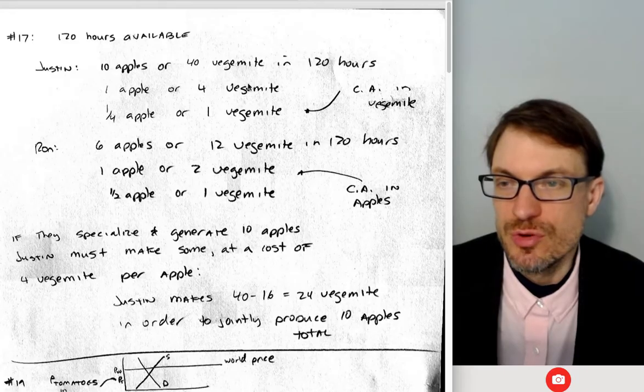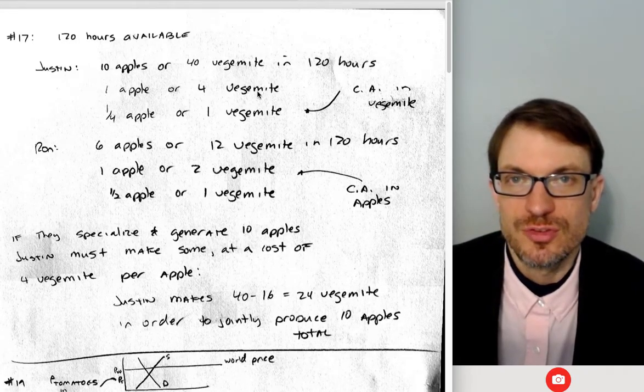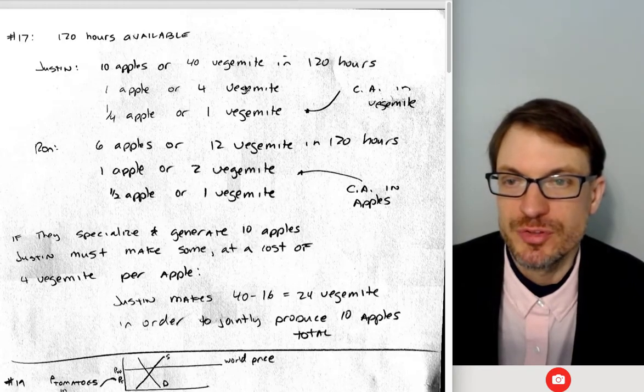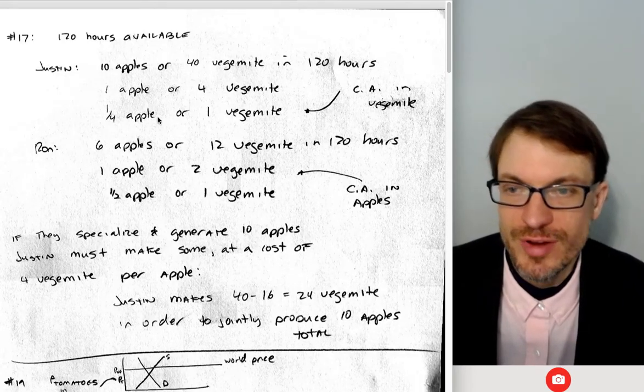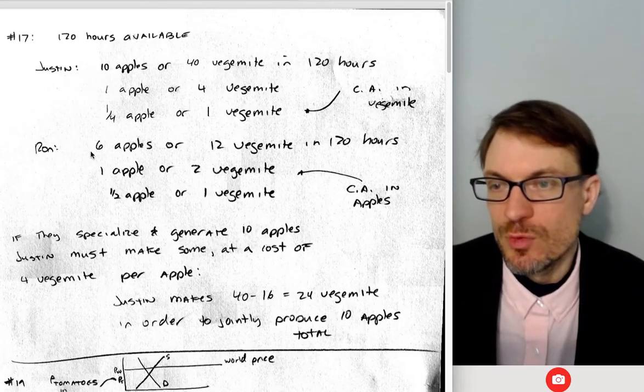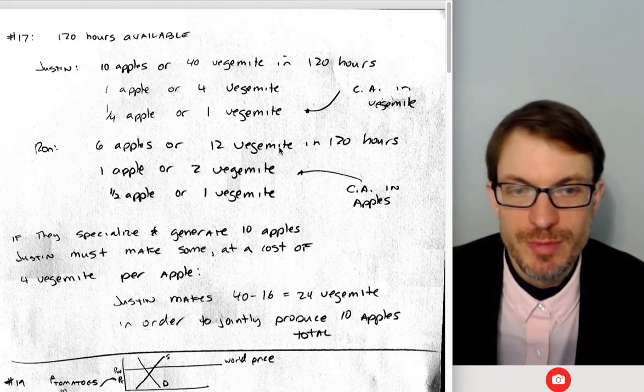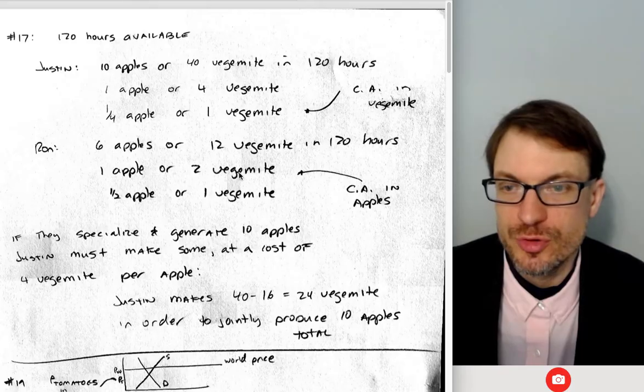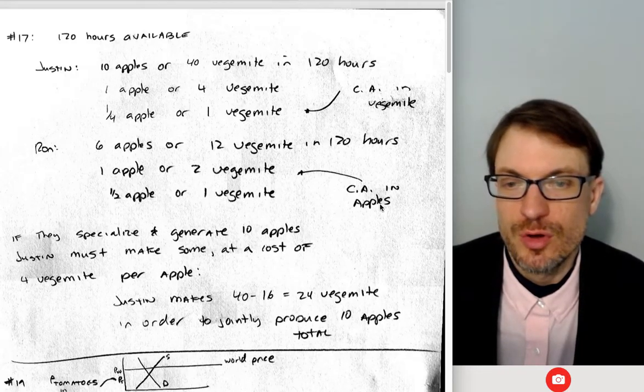I'm going to divide through by 10. Justin can produce 1 apple or 4 Vegemite. That's Justin's opportunity cost of producing apples: 4 Vegemite, or a quarter of an apple per Vegemite. Ron produces 6 apples or 12 Vegemite in 120 hours, so 1 apple or 2 Vegemite, or 1/2 apple per Vegemite. So Ron holds a comparative advantage in apples, Justin in Vegemite.